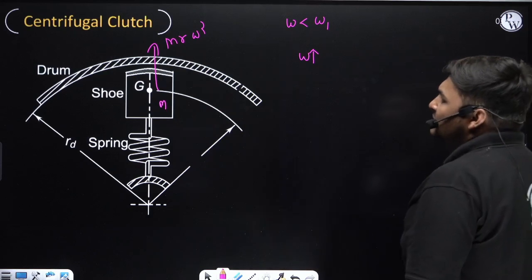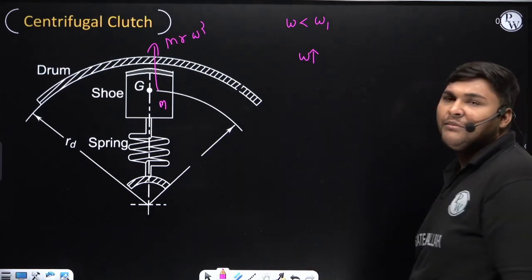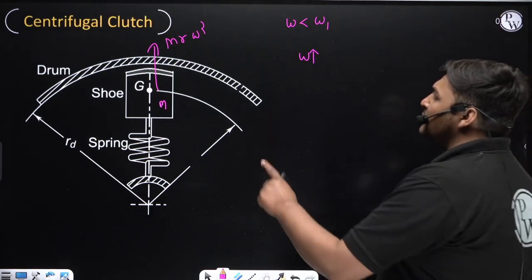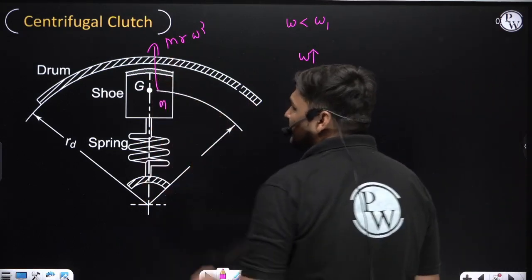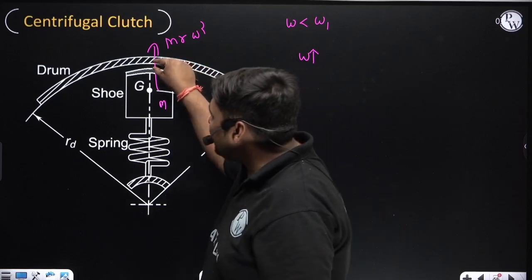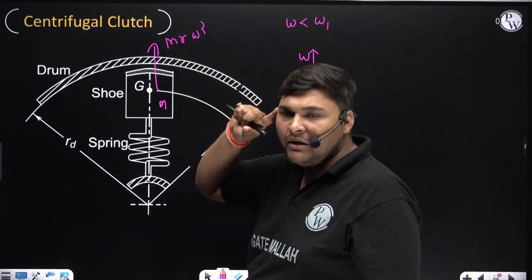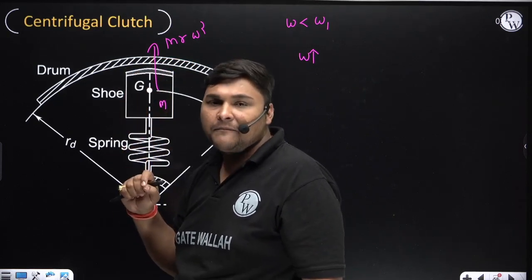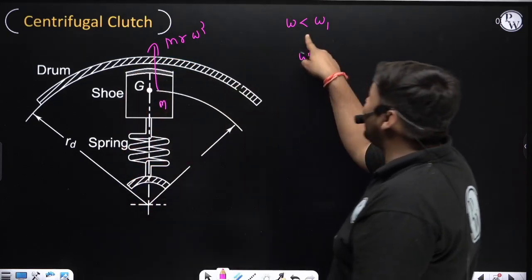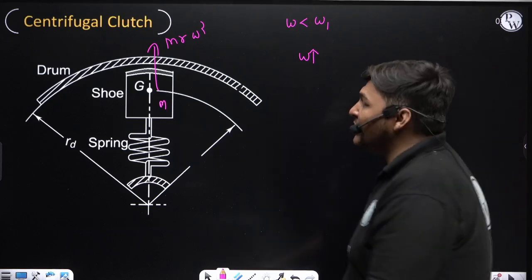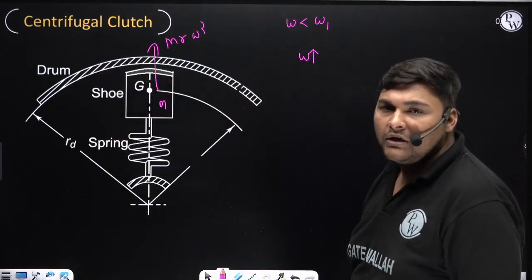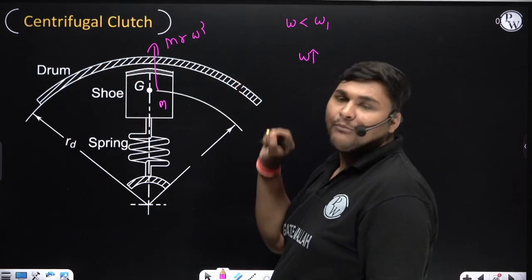Now, due to this mass and speed, centrifugal force will come in the outward direction, whose expression is m r omega square. This centrifugal force will try to elongate the spring. Right now, there is a gap between the friction lining and the drum, so due to this centrifugal force, the spring will elongate. If omega is still less than omega 1, it will elongate, but it will not touch the inner surface of the drum.